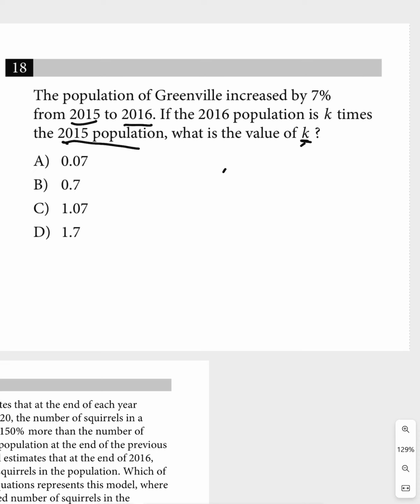So let's just say x is our initial starting amount. We know that the increase is going to be 1 plus 7 over 100. And this will get us to the final value, right? Again, this is 1 because we're only doing this once. We're doing this increase once from 2015 to 2016. If we were going from 2015 to 2017, we would put a 2. But in this case, we don't have to worry about that.